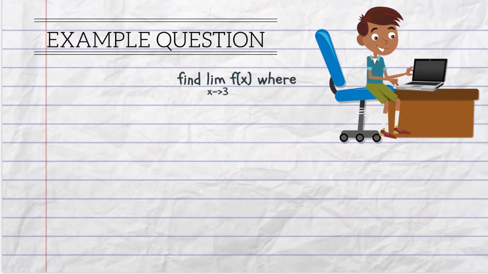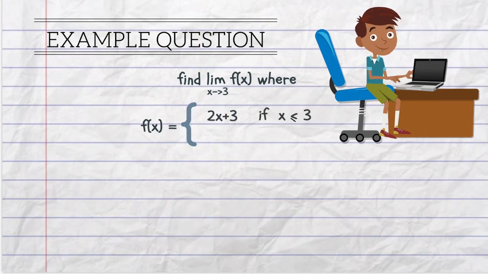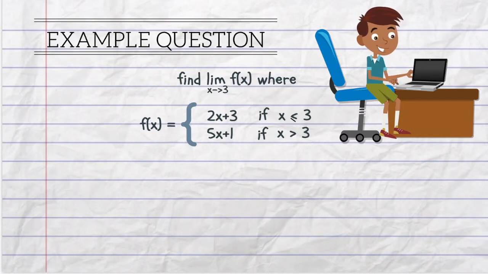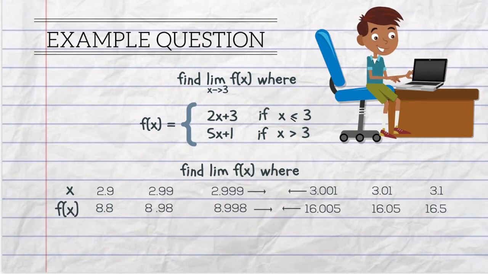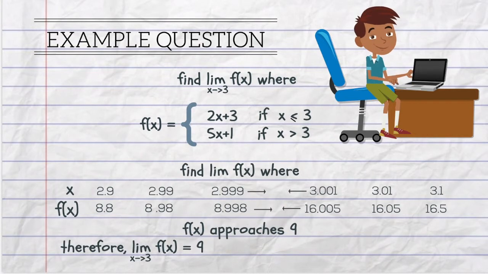Here is another example with two conditions, where you have to find the limit of f of x as x approaches 3. The first function is 2x plus 3 if x is less than or equal to 3, and the second one is 5x plus 1 if x is more than 3. So when we create the table and plug in values that are nearer to 3, it should depend on the conditions. As we plug in, the answer will be 9.